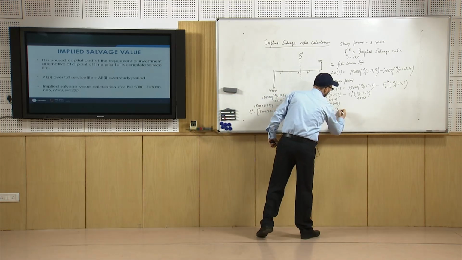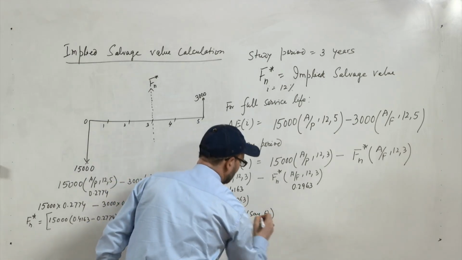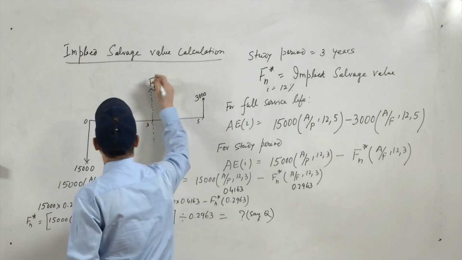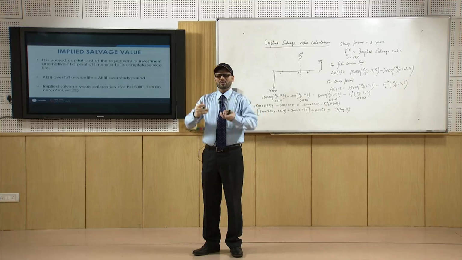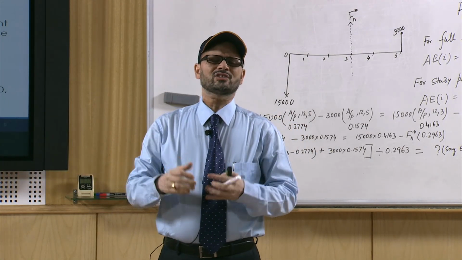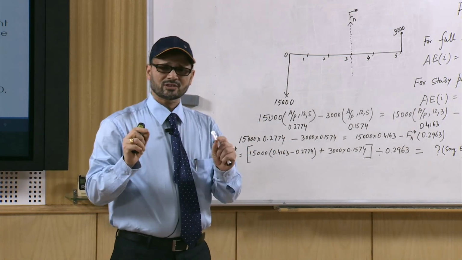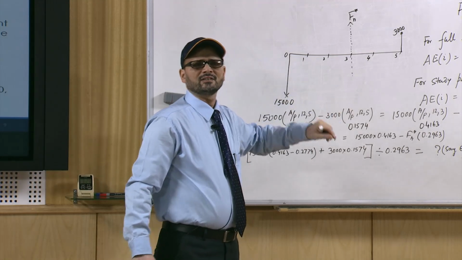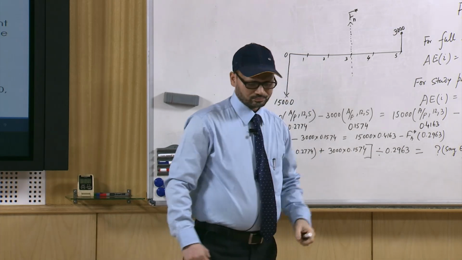say this value Q, this Q value can be considered as the value of the implied salvage value. So, when we finally arrive at the conclusion of which of the options should be selected, you must specify that if you are going to use this machine for 3 years, this is the implied salvage value of this particular machine which should be used.